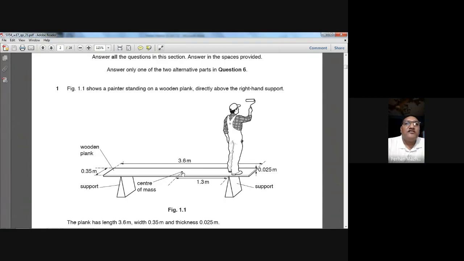So the formula is weight and its perpendicular distance from the pivot. The perpendicular distance from the pivot is 1.3 meter, and that weight is 260 Newton. You know the formula for the moment is force multiplied by perpendicular distance. The force is the weight of the plank, that is 260 Newton, and the perpendicular distance from the pivot is 1.3 meter. So simply multiply them, you will get the answer.